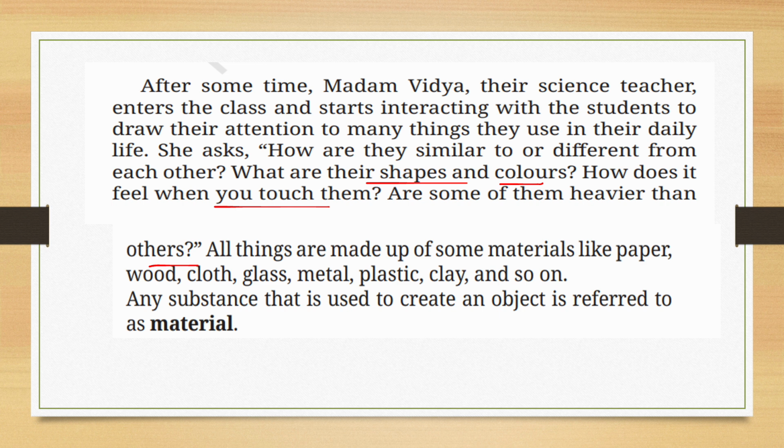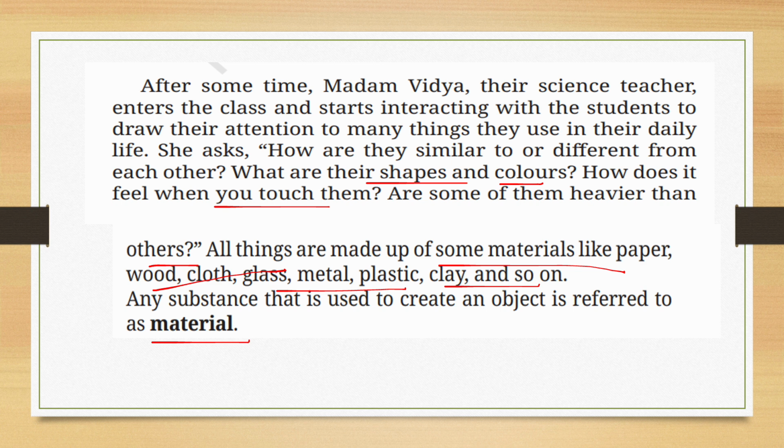All things are made up of some materials like paper, wood, cloth, glass, metal, plastic, clay and so on. Any substance that is used to create an object is referred to as material. So what is a material? Any substance that is used to create an object is referred to as material.